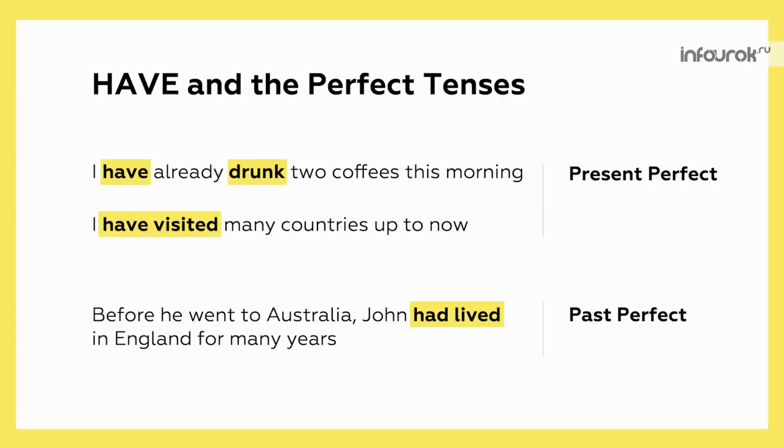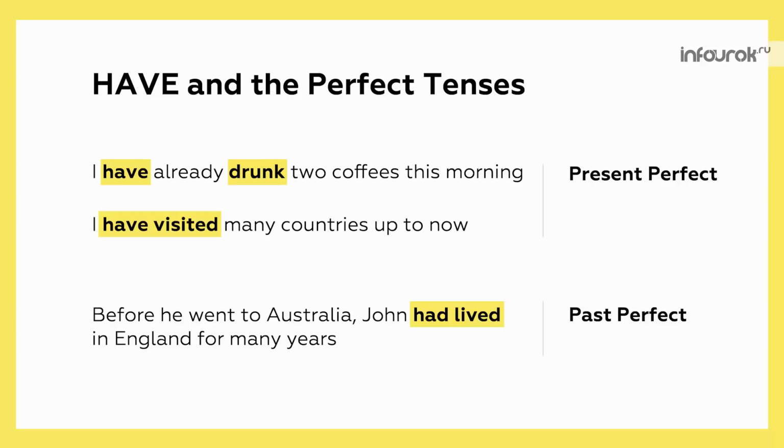For example, let's have another example. I have visited many countries up to now. This idea of what happened in the past, but coming up to the present. The idea of up to now. It means that I am still in the present, I still have the chance to visit many other countries, but up to now, from the past up to now, I have visited many countries.